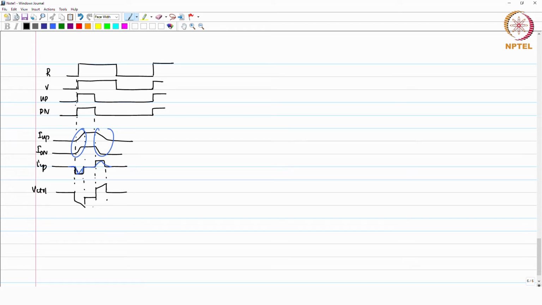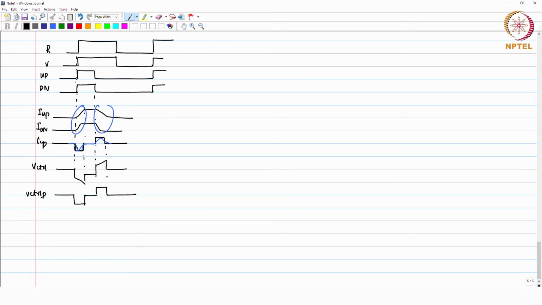Now again, I am going to do the same thing. I am going to write this as V control P plus V control I, and the spur is going to be dominated by V control P. Then if I would like to write it, I can say this is like V control down plus V control up, okay, V control P down and V control P up.